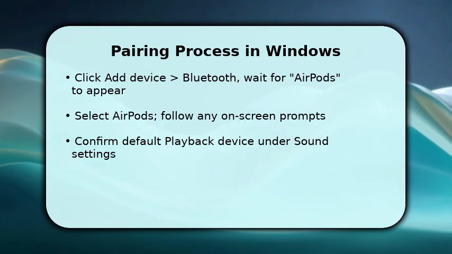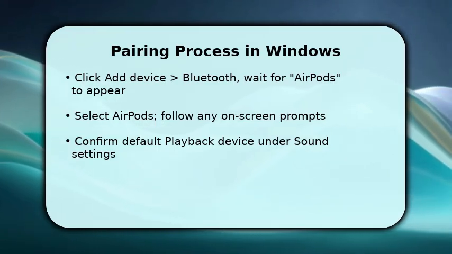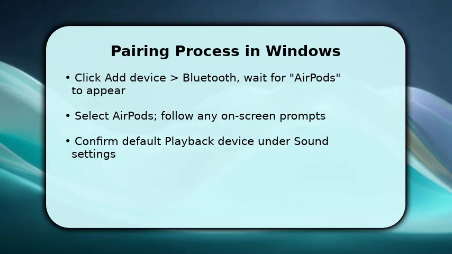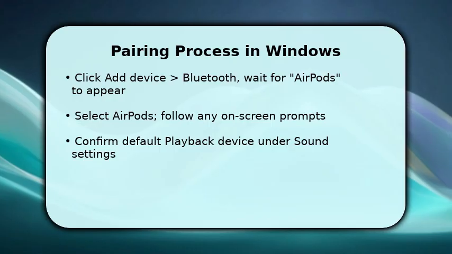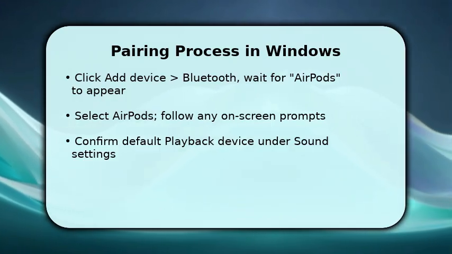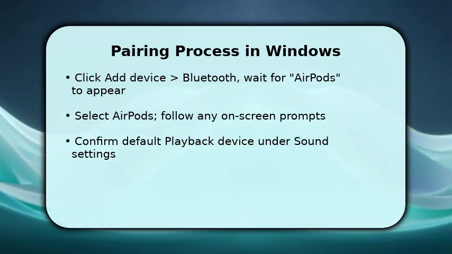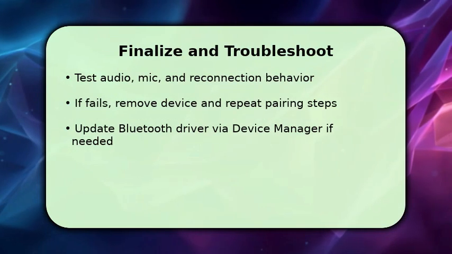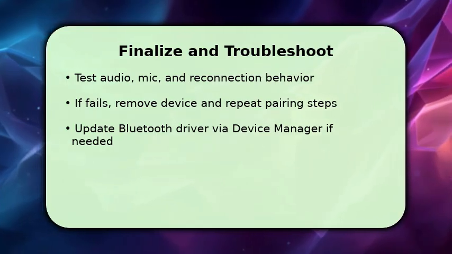Once paired, go to Sound Settings and set AirPods as the default playback and communications device so audio routes correctly. Make sure the format and enhancements are appropriate. This ensures both media and calls use the AirPods, avoiding situations where one function works but the other does not. You should test music and microphone in a call to confirm both directions work.